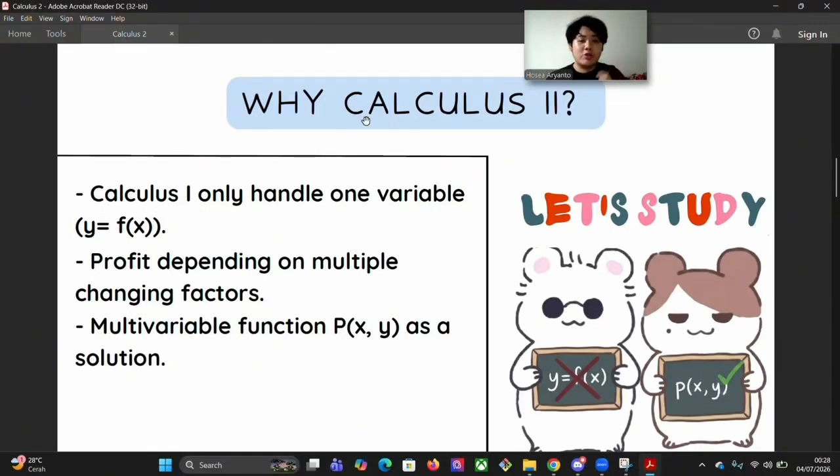We will represent shoes as x and sandals as y, so the function is p(x, y). This function will create a three-dimensional surface plot. Visually, this graph looks like a hill or mountain. Our team's job is to find the exact coordinates of the highest peak of this profit.